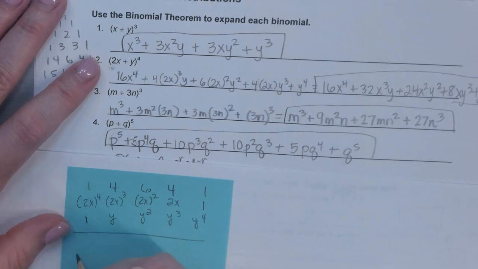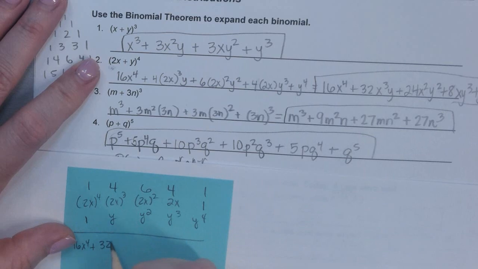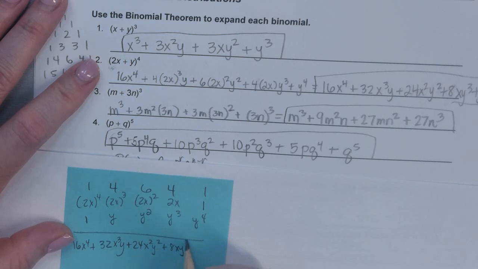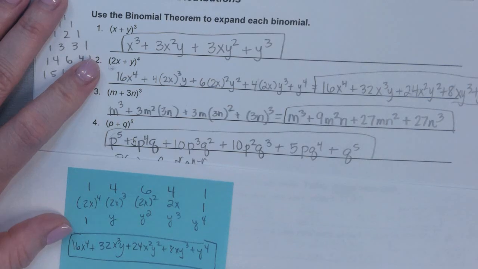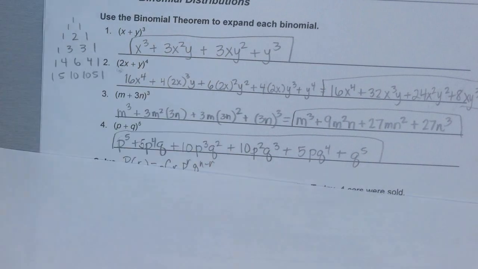So 2 to the 4th is 16, 16x to the 4th. 2 to the 3rd is 8, 8 times 4 is 32. And then always put these in their proper order. So x cubed y, 2 squared is 4, 4 times 6 is 24, x squared y squared. 4 times 2 is 8, so 8x y cubed, and then y to the 4th. Alright, if you guys are done with those, then we'll move to the next one.